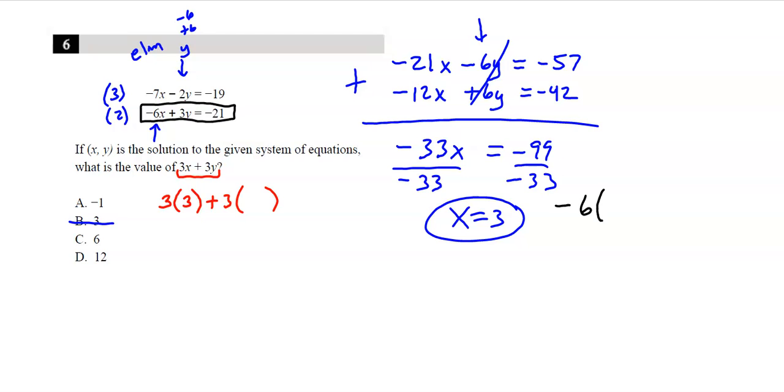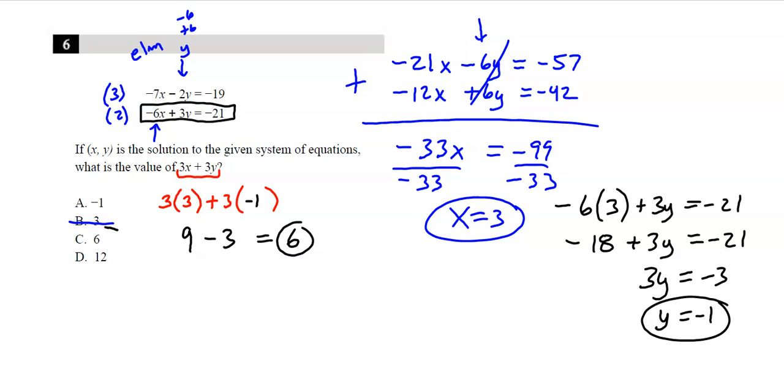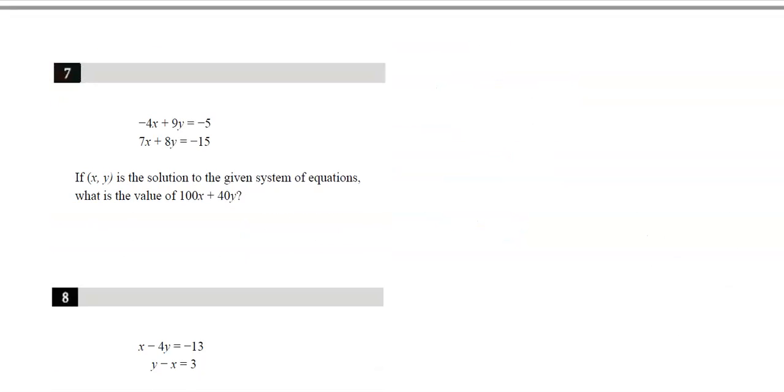So -6 times x, which we know, plus 3y, which we're looking for, -21. So that's -18 added to 3y, -21. Add the 18 to both sides. Divide, divide. So now I know what y is. I can come back and put that in right here. And I get 9 minus 3, which is 6 for the final answer, C. So be careful on that one. Got to manipulate the answers.